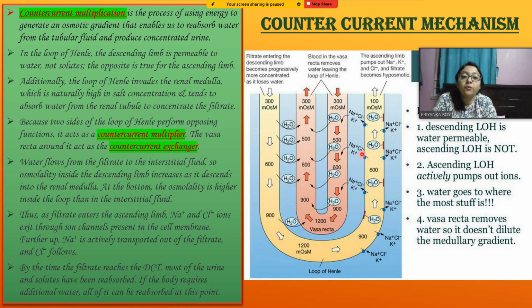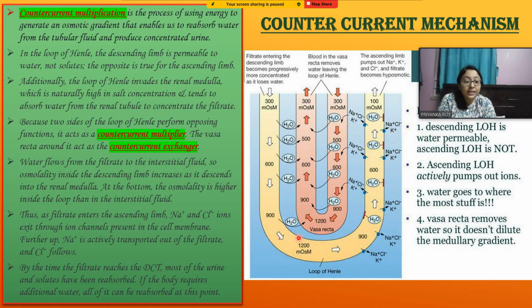Because the two limbs of the loop of Henle perform two different functions, it acts as a counter current multiplier. And the vasa recta, that is the capillary surrounding the loop of Henle, acts as a counter current exchanger. So water flows from the filtrate to the interstitial fluid.